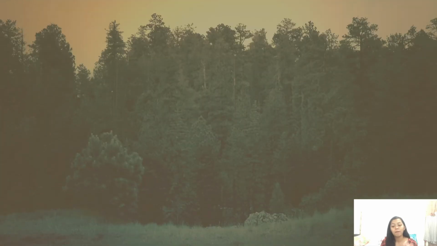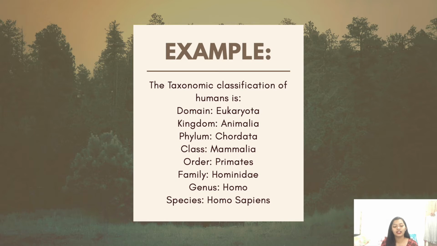Here is an example of our taxonomic classification, or how we classify each organism. An example here is the human. The domain of human is the Eukaryota, the kingdom is Animalia, the phylum is Chordata, the class is Mammalia, the order is Primates, the family is Hominidae, and also the genus is Homo, and then the species is Homo sapiens.